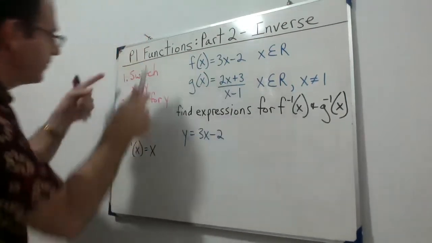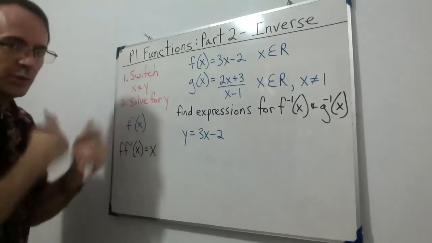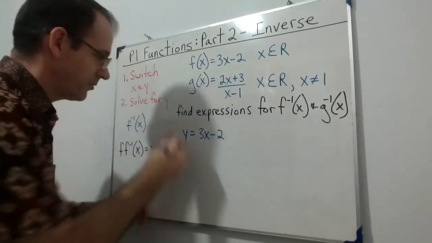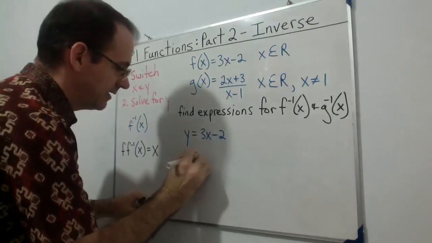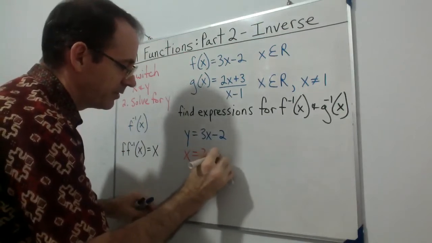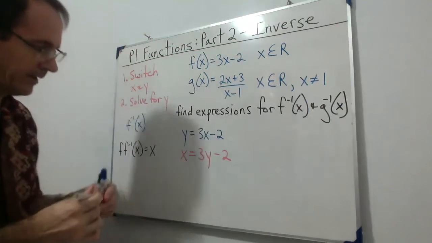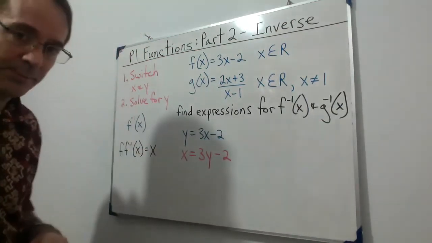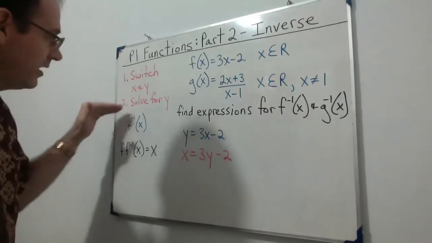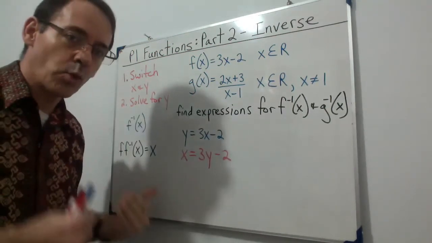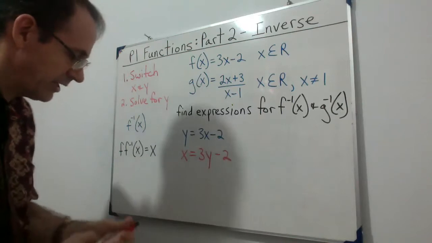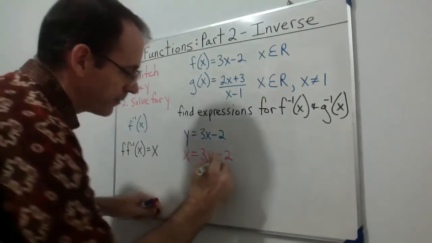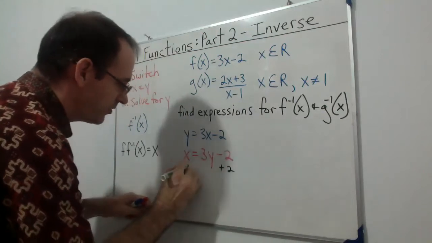Now, our first step is to switch the x and y. That's the easy step. So our y becomes x, and our x becomes y. Okay, so this is just the first step: switch x and y, and then solve for y. We want to make y the subject of the equation. So to do that, we have to get y by itself. So we're going to add 2 to both sides.